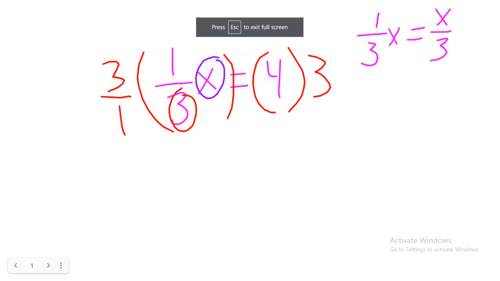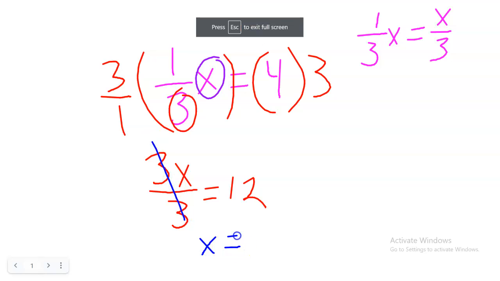So the number I'm going to multiply both sides by is 3. Because if I do that, I get 3x all over 3 is equal to 12. And then what happens to those 3's? Oh, well, they reduce to 1, and I'm left with x is equal to 12.